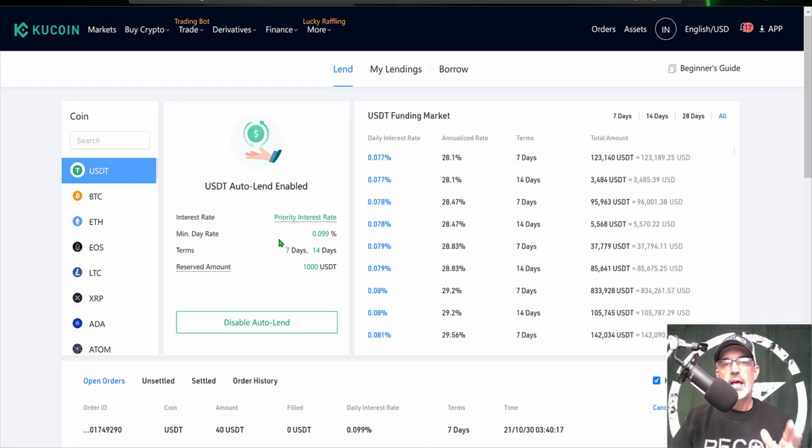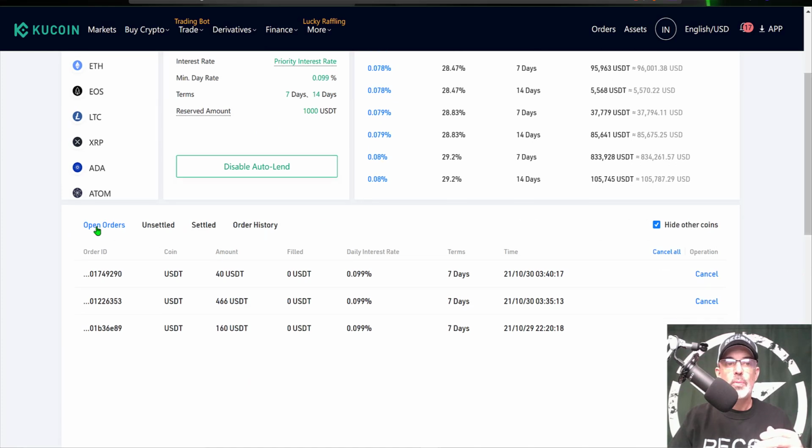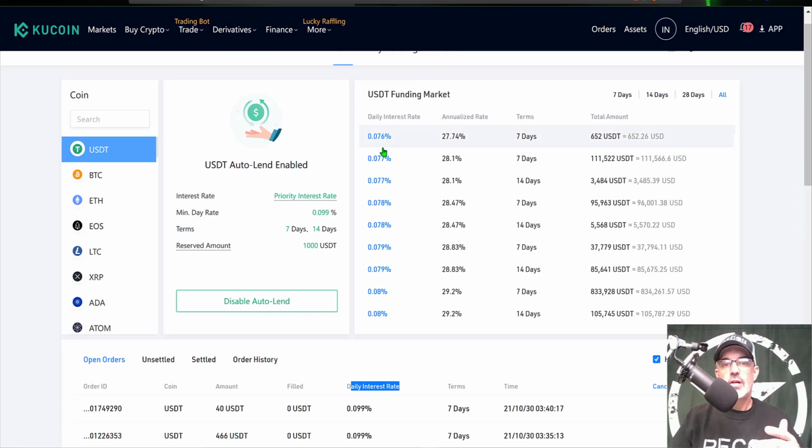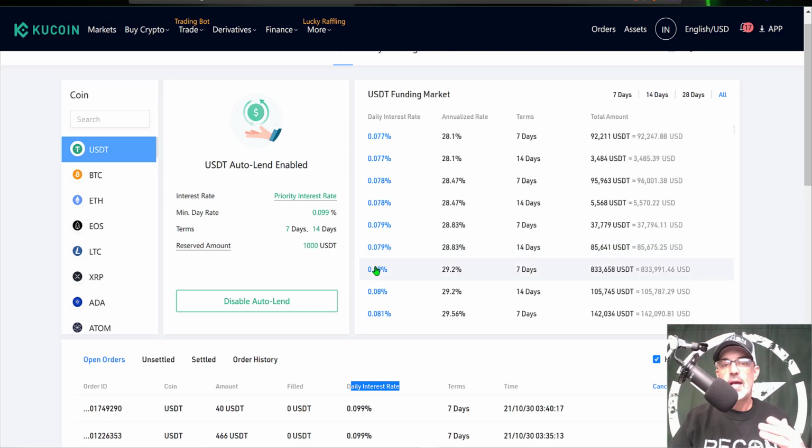This video is intended as a profit update, so let's get into the weeds of the actual profit. For starters, you can see I currently have some open orders. When I deployed these loans, the interest rate was ranging at about 0.099% for a daily interest rate, which equates to around a 36% annualized interest rate. And right now you can see the daily interest rate is more in line with around 0.079 or 0.08%. So that's closer to around a 30% annualized rate.